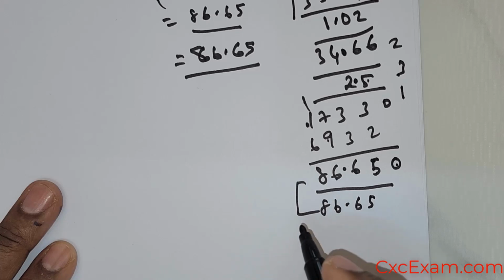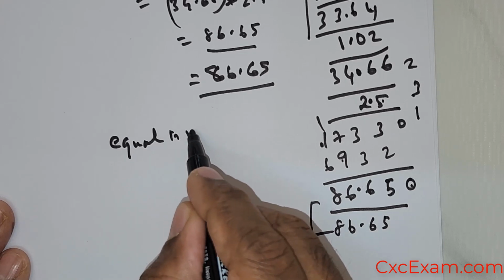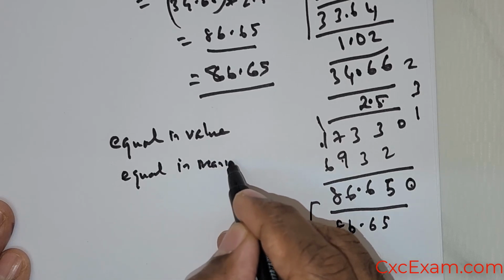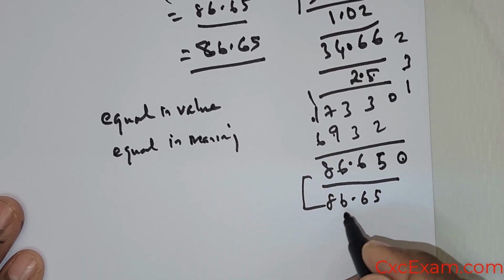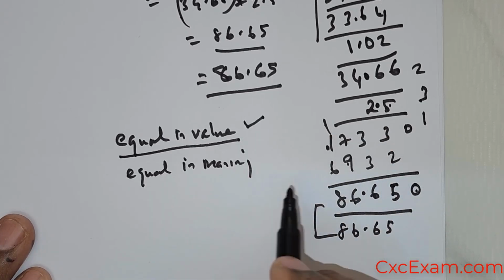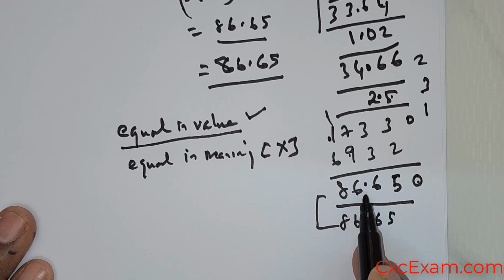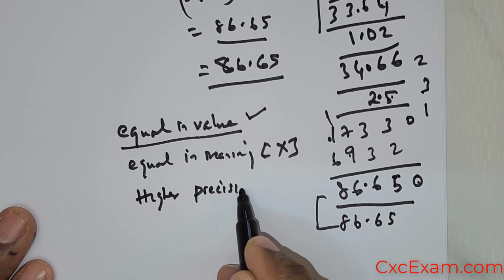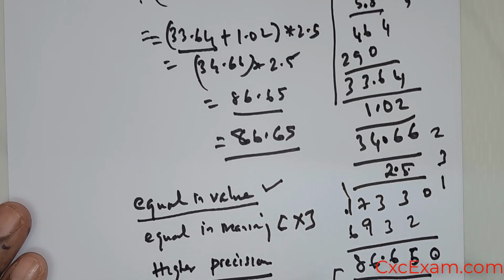Now if you were to ask me this question using the terms equal in value and equal in meaning, then I would say 86.650 and 86.65 are equal in value. But if you were to ask me, are they equal in meaning, then the answer would be no. Because 86.650 gives us a higher precision than 86.65. Okay?